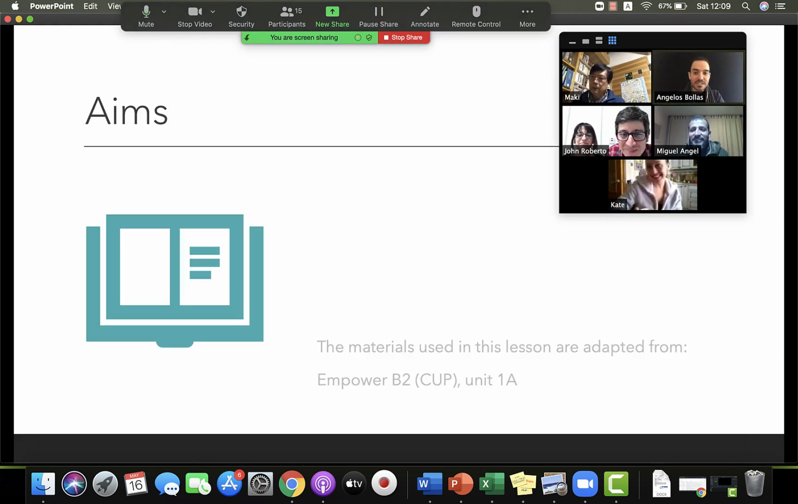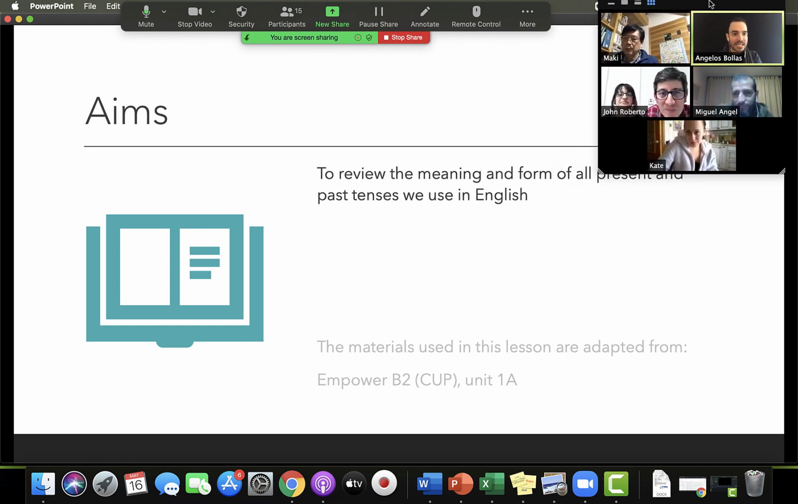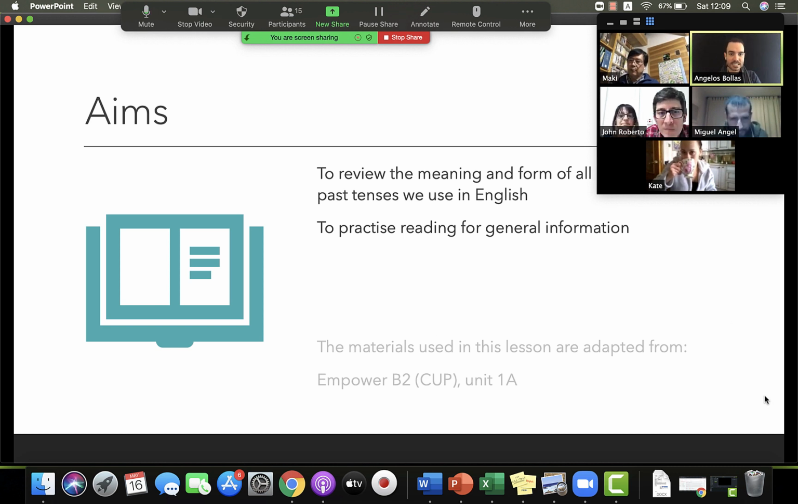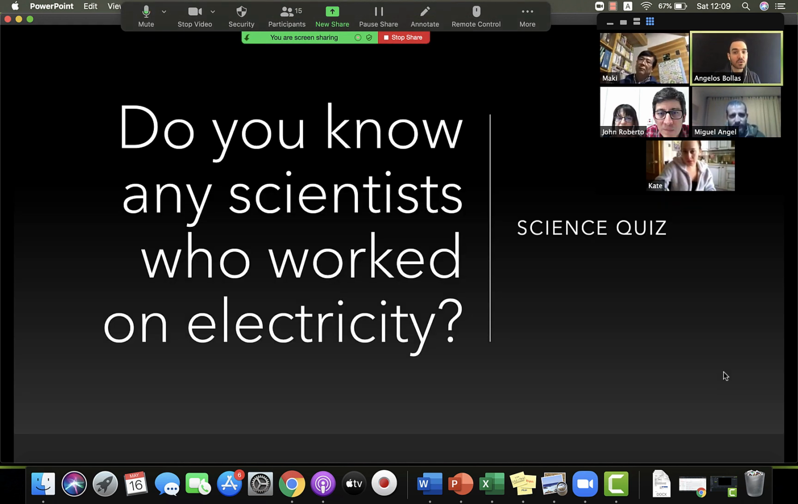So we are going to be looking at, first, reviewing the meaning and form of present and past tenses. This is the focus of today, present and past. We will do a little bit of reading to get the general idea of a text, and we will practice using those tenses in writing and in speaking. So these three things for the next hour. Okay. And let's start with a quiz.